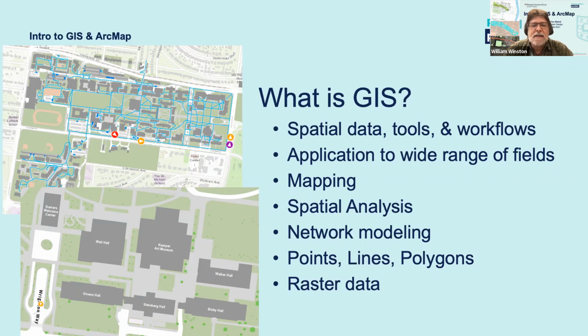So GIS allows us to do various things, including mapping, specifically spatial analysis, and network modeling, like the routing example I just gave, and it allows us to work with vector data. Now, vector data refers to points, lines, and polygons, and we'll work with several different examples of those today. And it also refers to raster data. That's the imagery and the base map information that you might see in a lot of your applications.